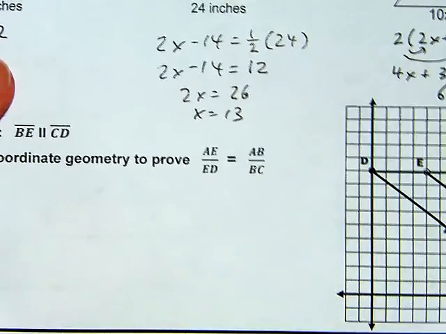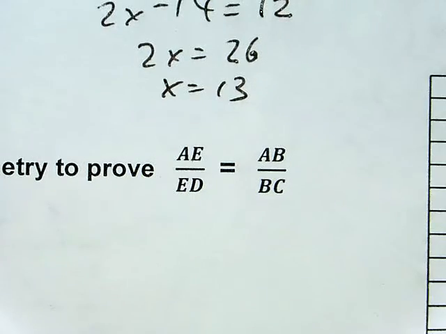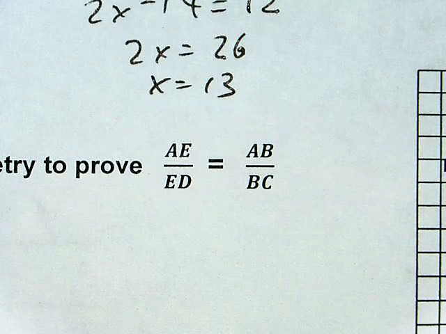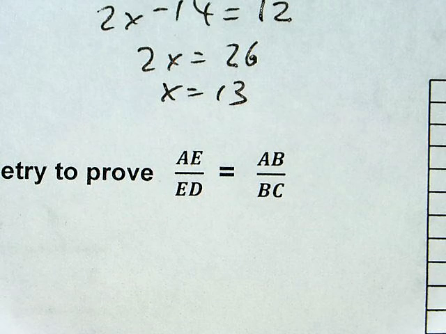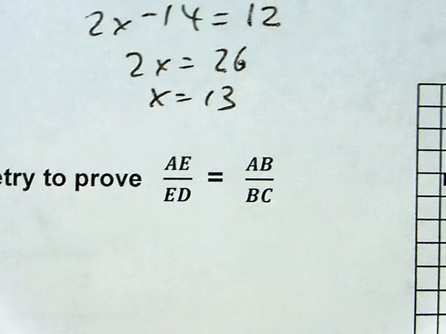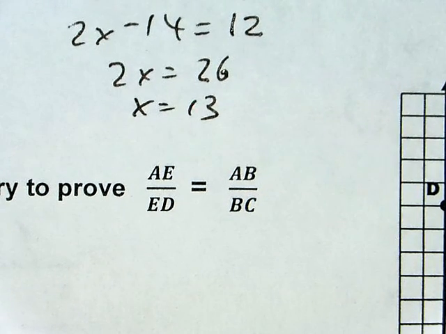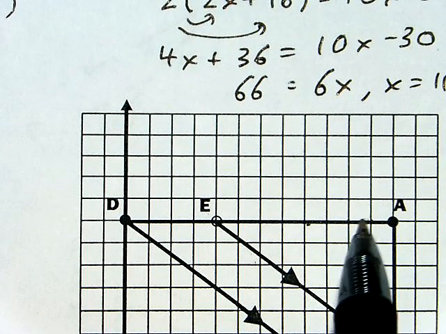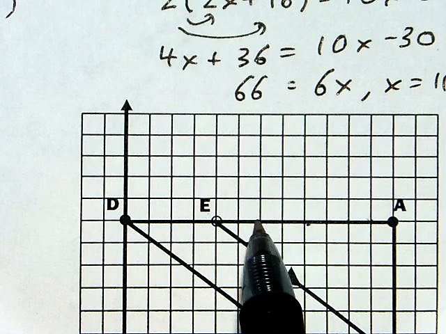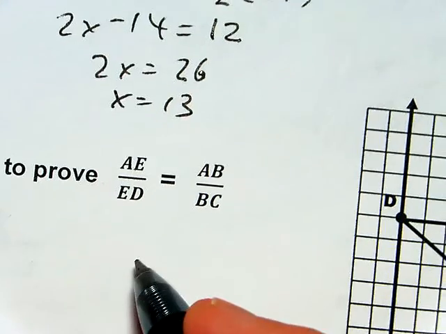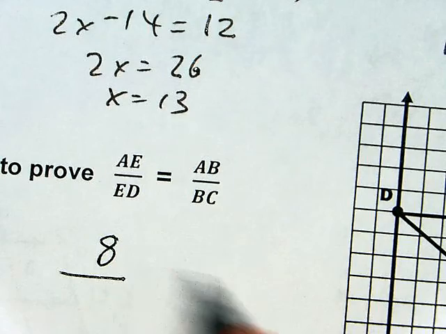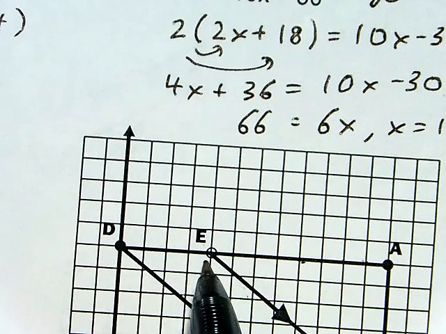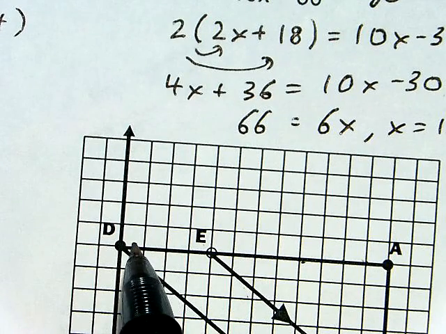So let's take a look at what we're supposed to prove in this one example. And this is the equation. We have to prove that AE over ED equals AB over BC. So to use coordinate geometry, we're simply going to count our boxes up. So AE, the distance from A to E, is going to be 1, 2, 3, 4, 5, 6, 7, 8. So AE equals 8.